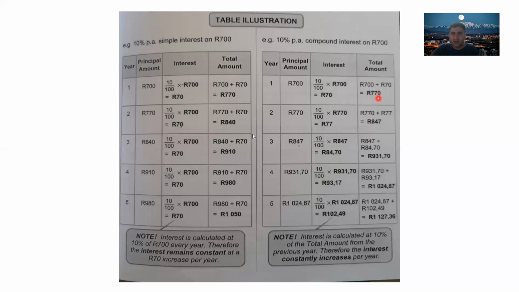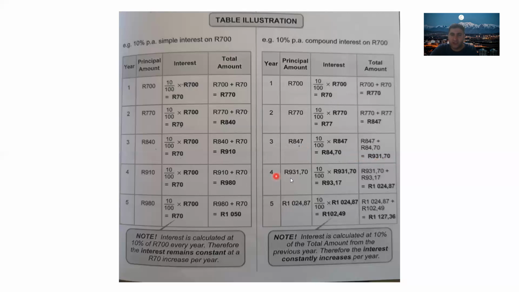When I come to the second year, I take 10% of 770, which is going to be 77. So I'm going to say 77 plus 770 is 847 Rand. I start with the third year. How much money do I have in my account? 847. I take 10% of 847, which is going to be 84 Rand and 70 cents. So this is the amount of the interest. I'm going to say 847 plus 84 Rand 70 cents. That will be 931 Rand 70 cents.